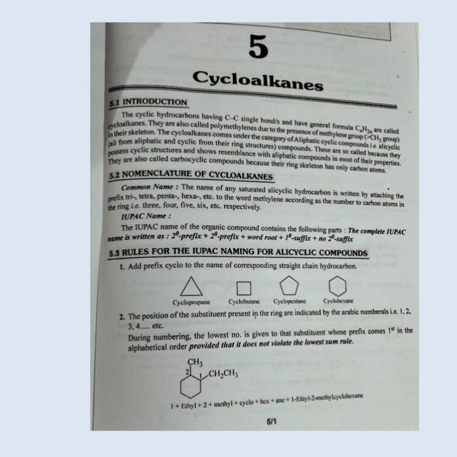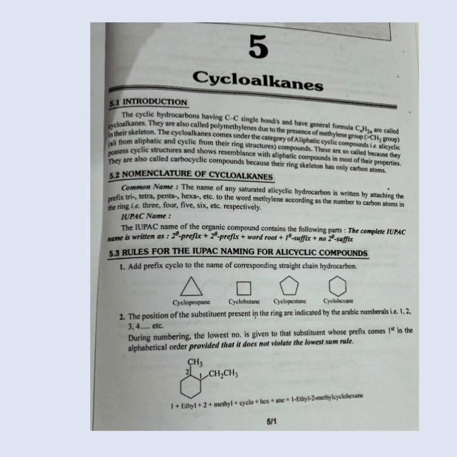These are so called because they possess cyclic structures and show resemblance with aliphatic compounds in most of their properties. They are also called carbocyclic compounds because their ring skeleton has only carbon atoms.